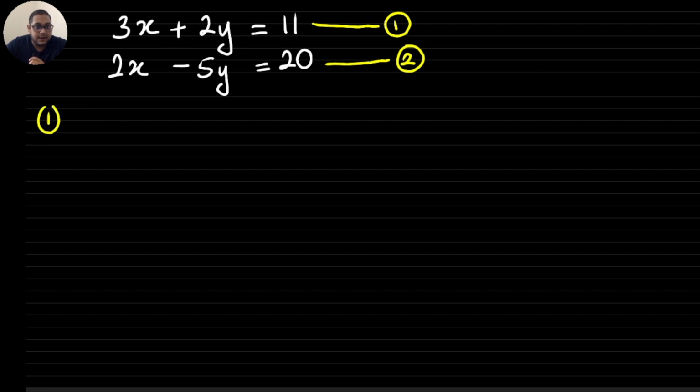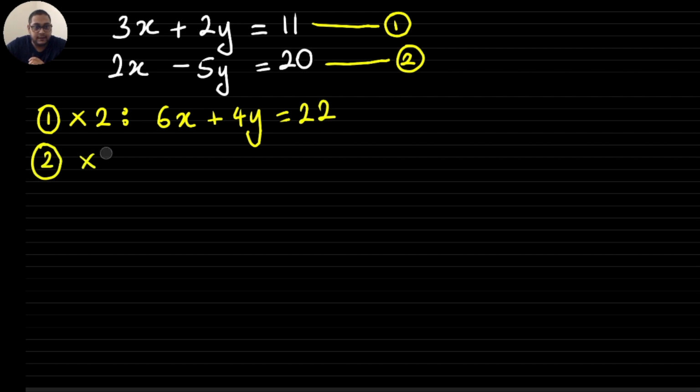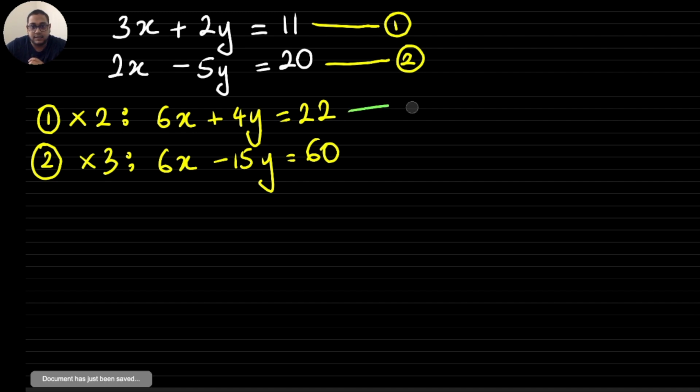I'm going to build two new equations using equation 1 and equation 2. Then equation 1, I'm going to multiply it by 2. That will result with 6x plus 4y equals 22. And equation 2, I'm going to multiply it by 3. Then we have 6x minus 15y equals 60. And the two new equations, I will label them as equation 3 and equation 4.